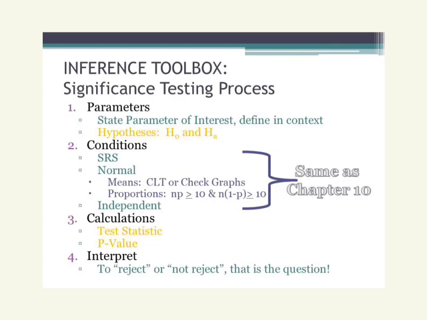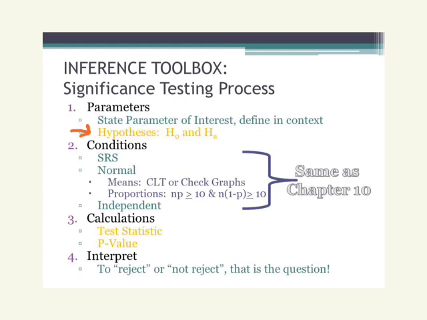Our first step, again, is going to be that we're going to deal with the parameters. All right, we're going to state our parameter of interest. We're going to define it in context. But we're also going to add something new today, and that's why it's highlighted in yellow here. We're also going to add in the idea of a hypothesis. All right, we're going to deal with a null hypothesis and an alternative hypothesis, and I'll get into more detail on these soon. All right, then our second step will be conditions.